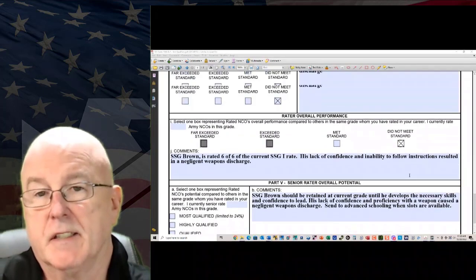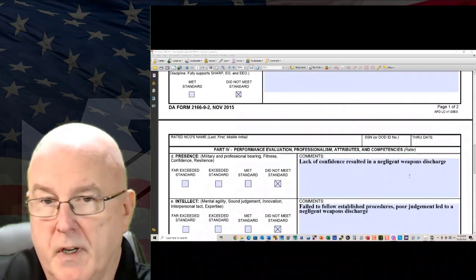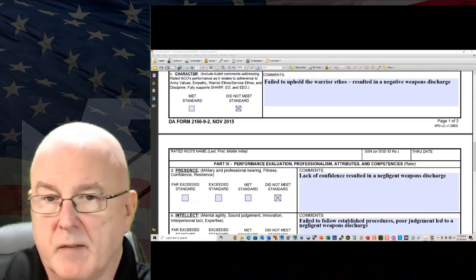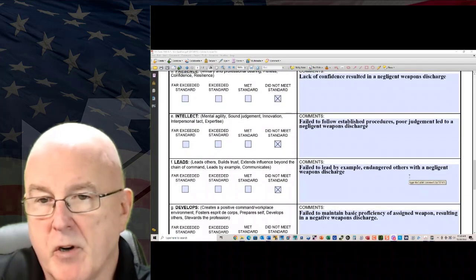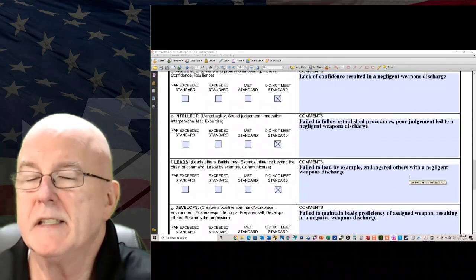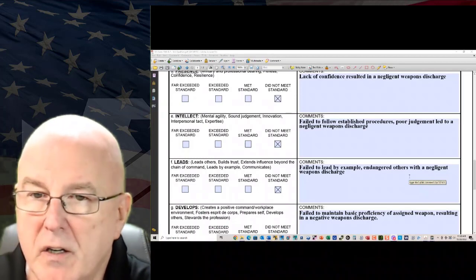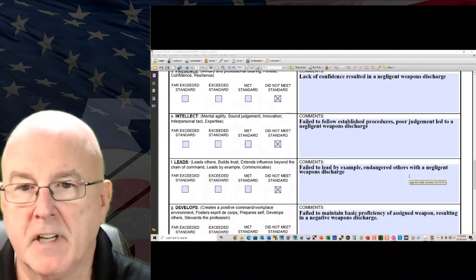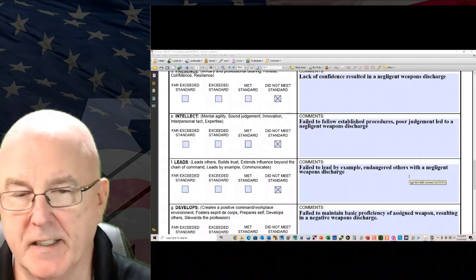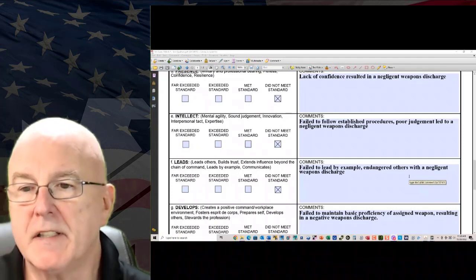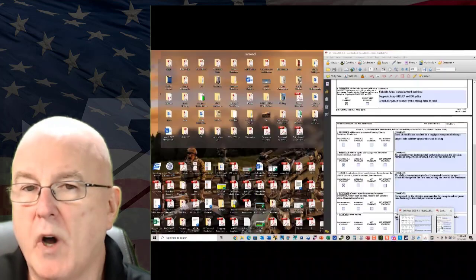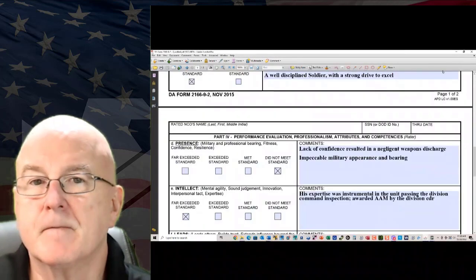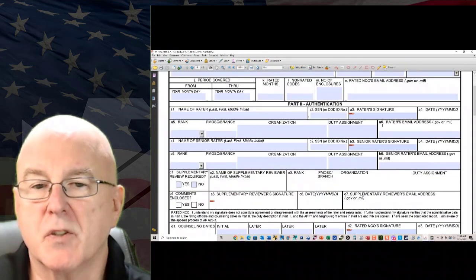Now notice, I've seen this before. Maybe not this extreme in every block, but four or five blocks, three blocks, and they just hammer and hammer and hammer. What did this individual do well? Come on now. They're not all jacked up. So let's see what a report might look like that's qualified, that gives a true picture of the soldier.